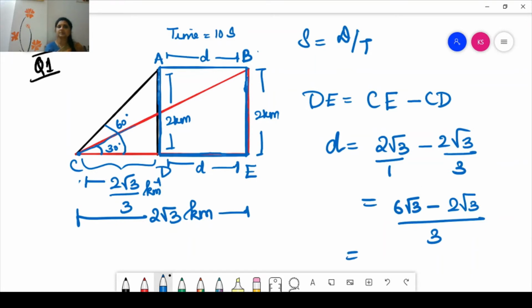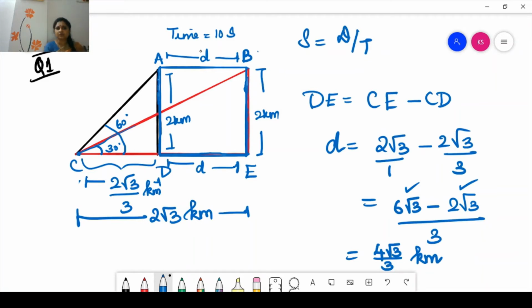So 6 root 3 minus 2 root 3. These are like surds. This can be subtracted. Just treat it like your variables. Like variables, you just subtract the coefficients and place the variables, right? Same way, 6 root 3 minus 2 root 3 will be, you will subtract the rational numbers. 6 minus 2 is 4 and you get the root 3. So 4 root 3 by 3 kilometers will be the D value.